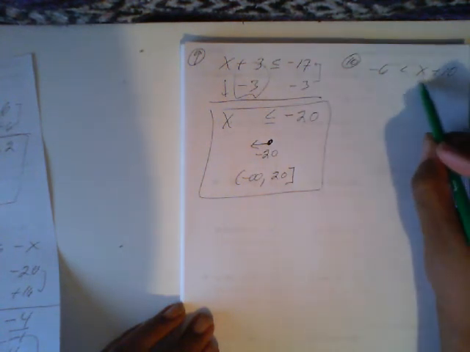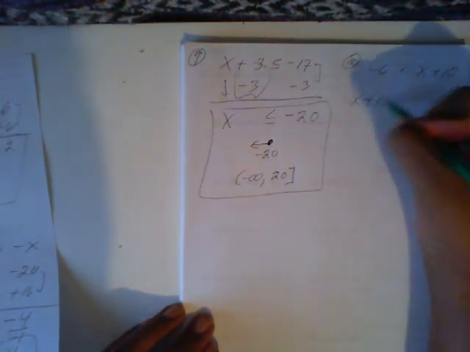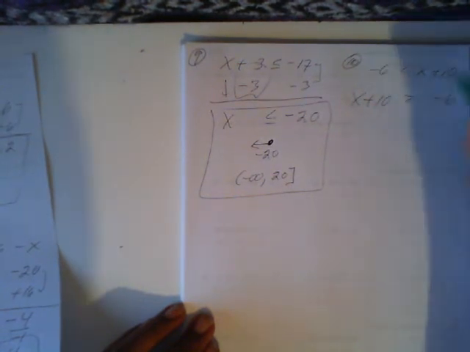Here, x is found on the right side, so we want that on the left side. So we'll make it x plus 10 here on the left, and change the sign here to a greater than sign, and negative 6 will be over here.